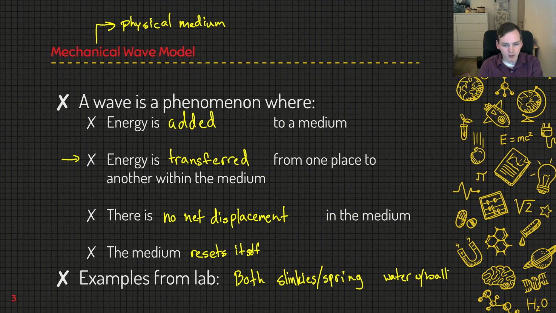There is a wave going through the water. You pushed up and down at one point in the water, and the ball moved up and down as a response because that up and down energy motion moved from one place to the other in the water, and you weren't resetting that. You weren't causing that water to go back to how it was. So that's the real quick example of the mechanical wave model.